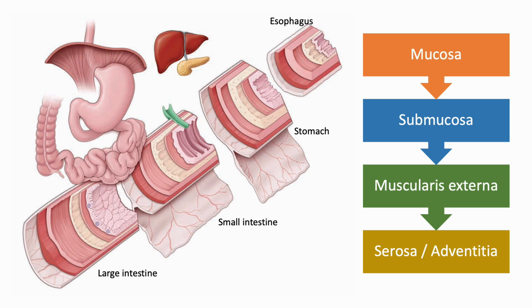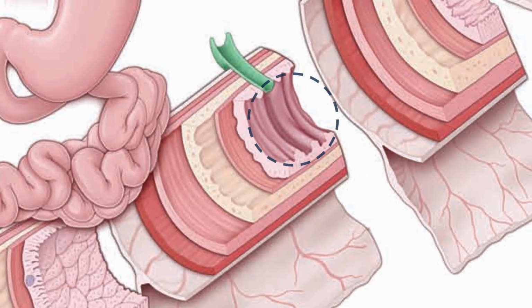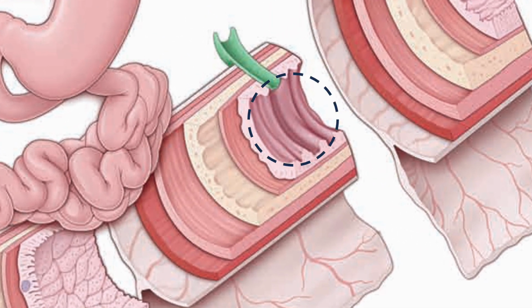Now we will discuss some points regarding this particular diagram. This diagram shows the wall structure of the alimentary canal in four representative organs: the esophagus, stomach, small intestine, and large intestine. The villi, which are a characteristic feature of the small intestine, are not present in other parts of the alimentary canal.